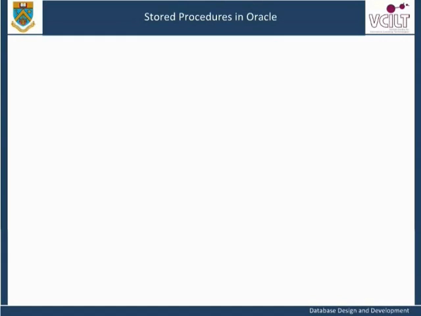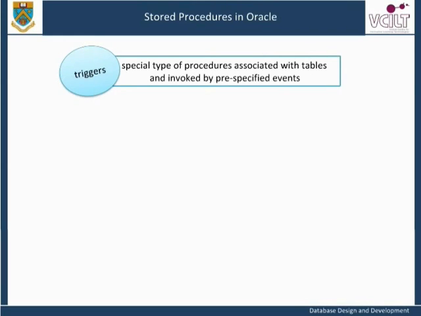Stored procedures in Oracle. Some sophisticated business rules and application logic can be implemented and stored as procedures within Oracle. In fact, triggers are a special type of procedures associated with tables and invoked, called upon, by pre-specified events. Stored procedures, containing SQL or PL/SQL statements, allow one to move code that enforces business rules from the application to the database. As a result, the code can be stored once for use by different applications. Also, the use of stored procedures can make one's application code more consistent and easier to maintain.